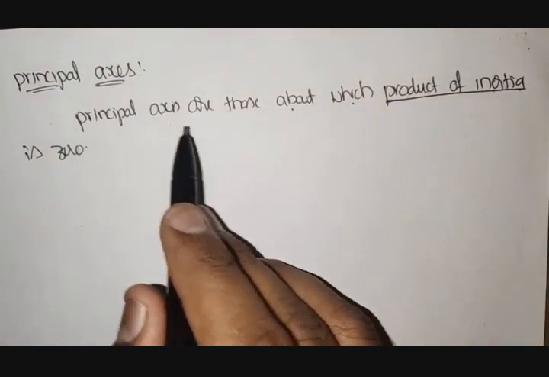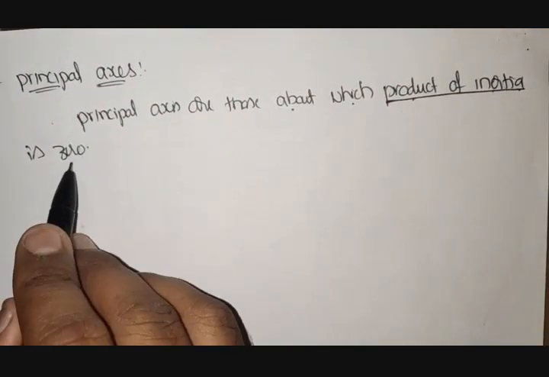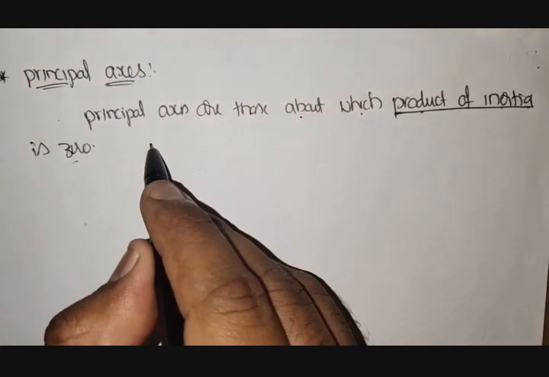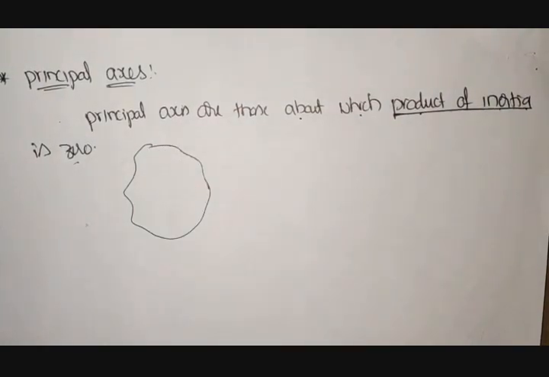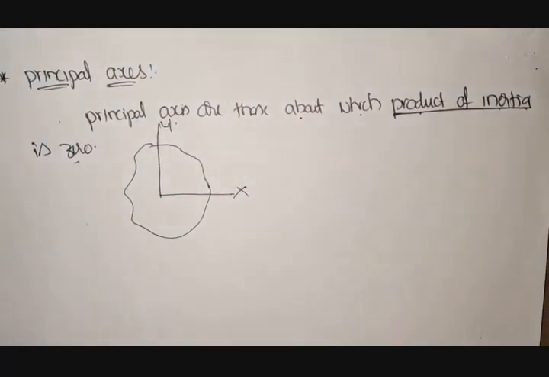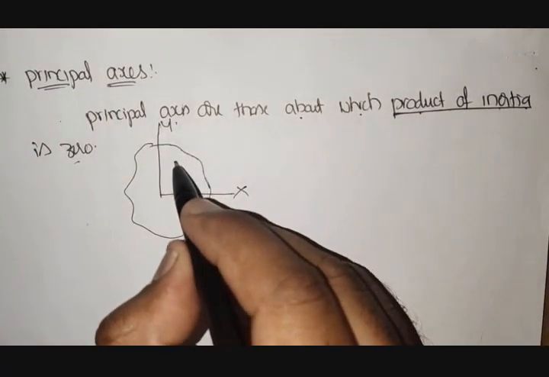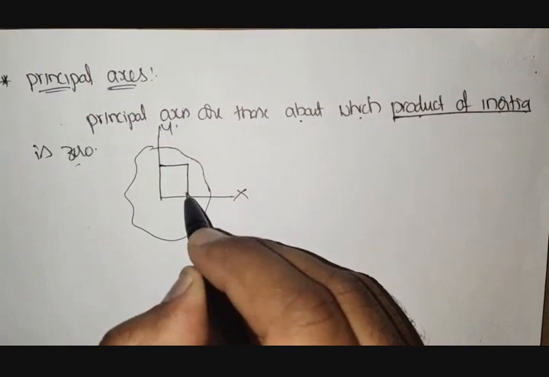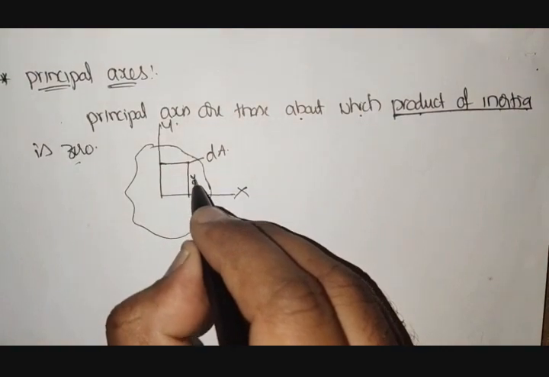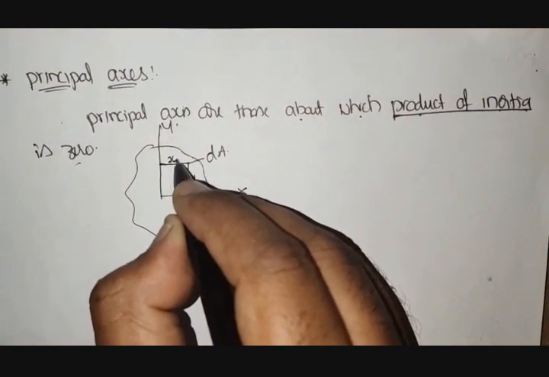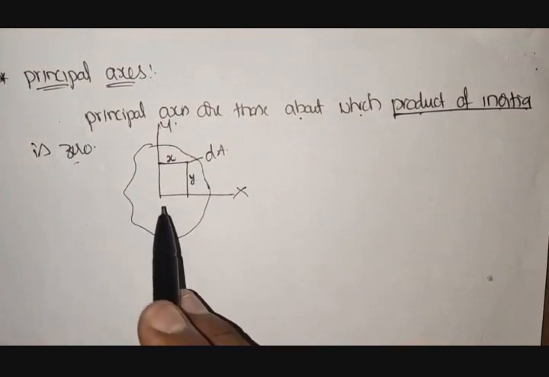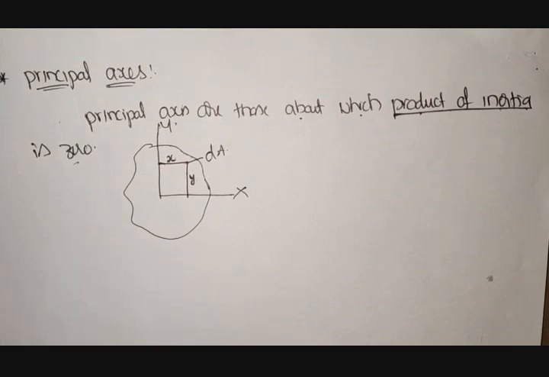So the principal axis is nothing but where the product of inertia is 0; that condition is known as principal axis. For example, if I consider some portion here, I denote the x and y axes. In this portion I consider a small element dA, at a distance y and a distance x, small x and small y. Now I will calculate the moment of inertia about xx and about yy.